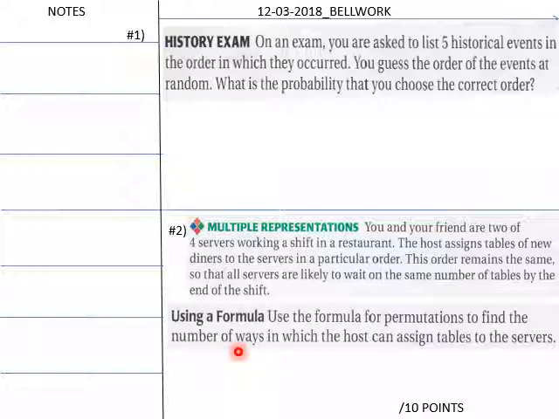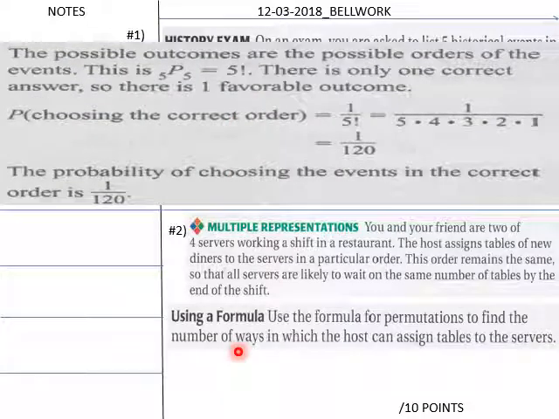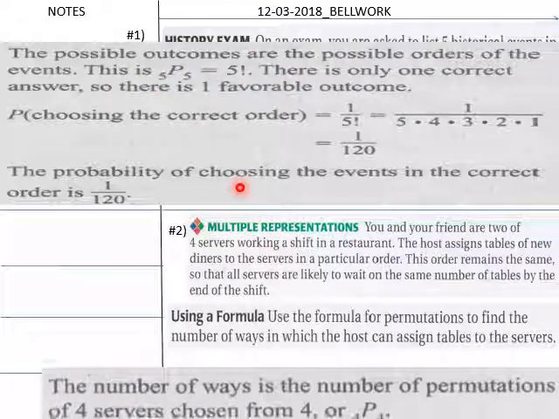Okay, welcome back. Here are the solutions for our bell work today. The probability of choosing the correct order is 1 over 5 factorial, so it will be 1 over 120. The probability of choosing the events in the correct order is 1 over 120. This would be the formula that you would use.